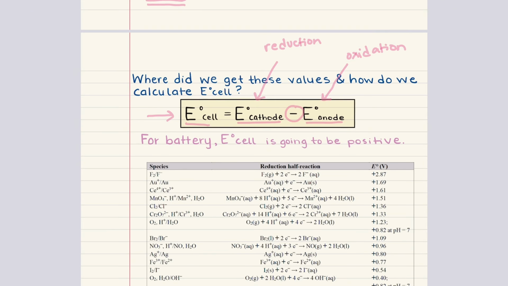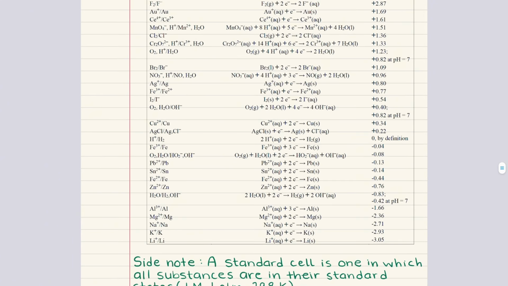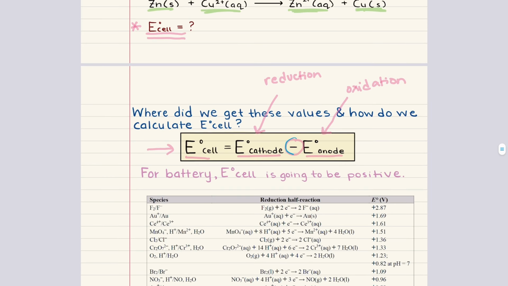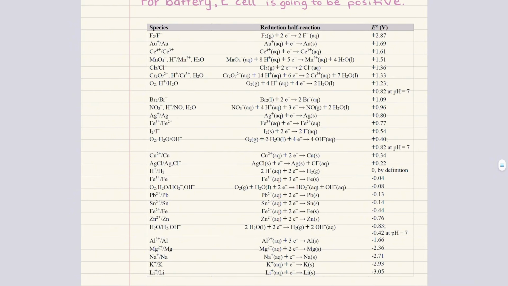Now, please note, we do not flip this sign manually. So we don't take the reduction half reaction for a process we know undergoes oxidation and flip the sign ourselves. No, the subtraction automatically accounts for that reversal, which is why we always keep the listed values in their reduction form. To understand what these values actually mean, we look to the standard reduction potential table.